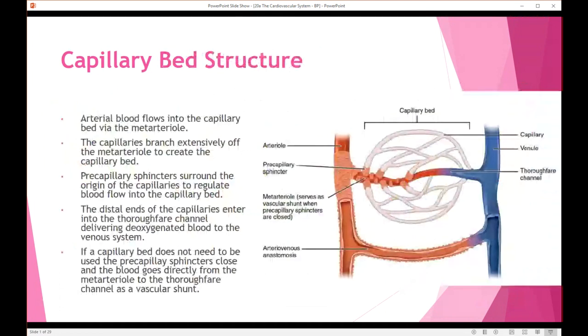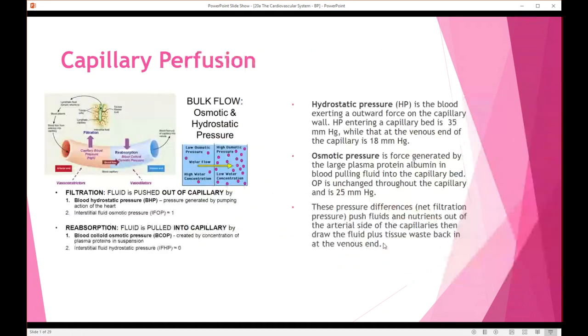Oops, I'm going in the wrong direction. Apologize. 25 millimeters of mercury all the way through, right? So on this side, we have high hydrostatic pressure, low hydrostatic pressure, but the osmotic pressure is consistent all the way across, okay? And so what we have is that there's different pressures along it, right? So the hydrostatic pressure over here, 35 millimeters of mercury, it's higher than the osmotic pressure of 25 millimeters of mercury, okay? 35 minus 25 is 10 millimeters of mercury, right?